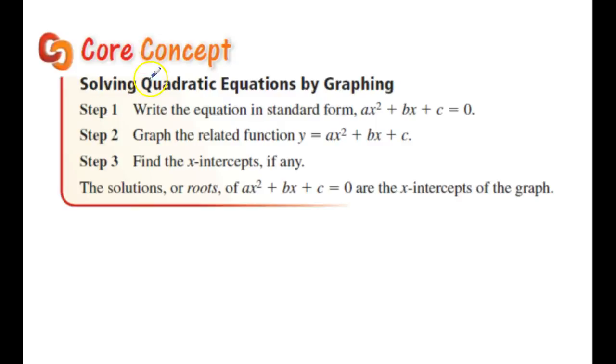So here's the steps that I do by solving quadratic equations by graphing. And remember that a quadratic in standard form looks just like this. I have that squared variable as well. So the first thing I want to do is I want to write my equation in standard form. Then I graph the related function, right? I graph my function, and then I find the x-intercepts.